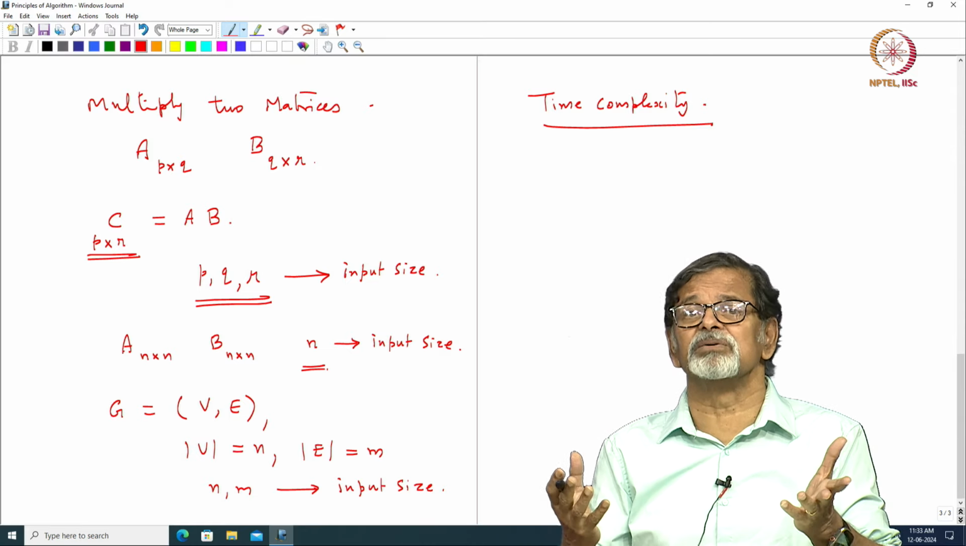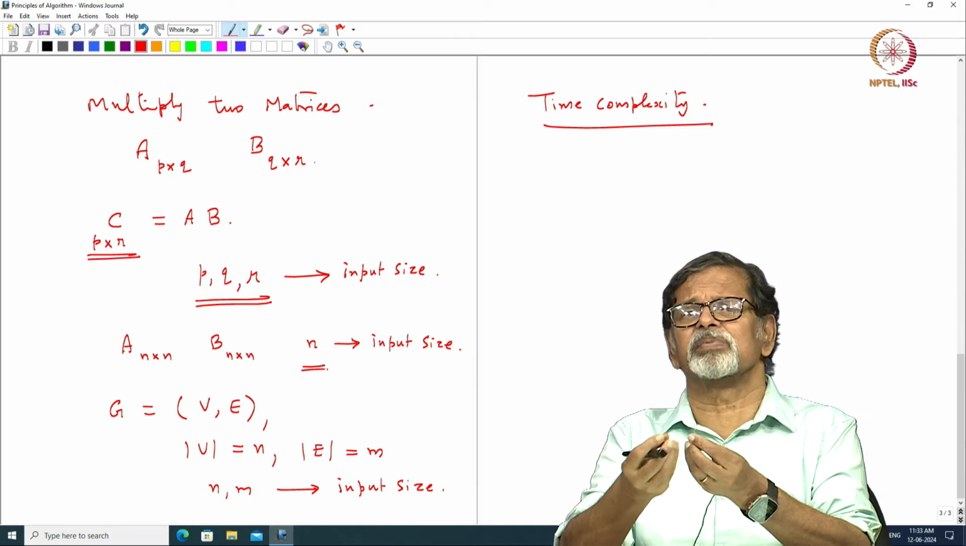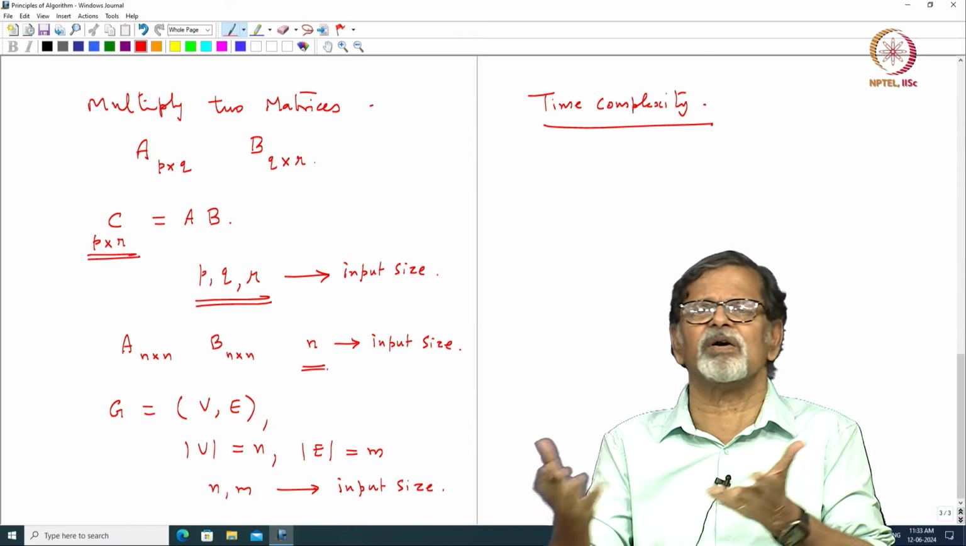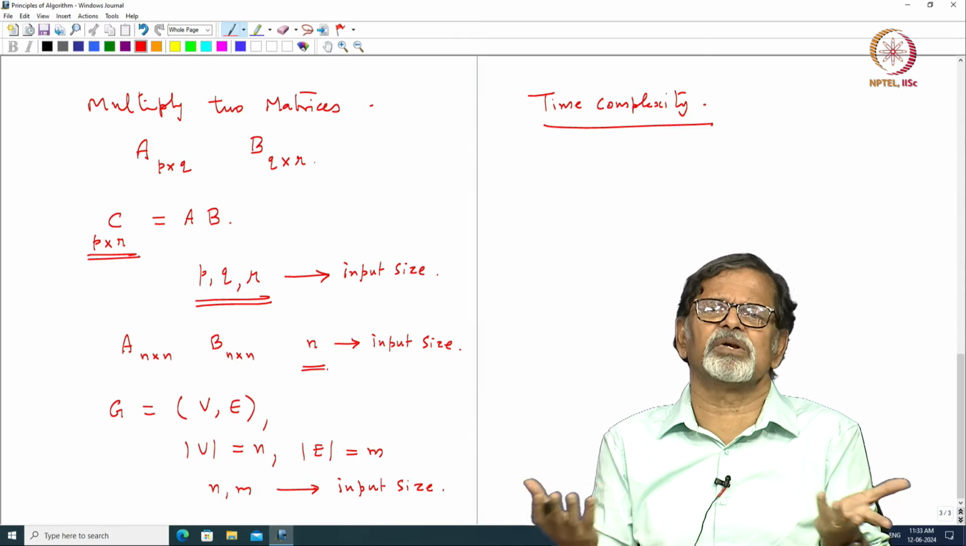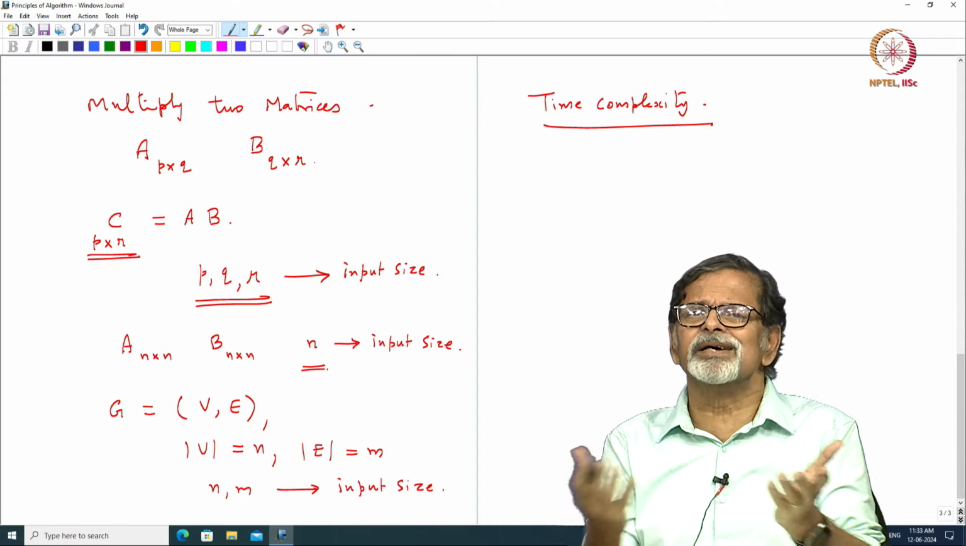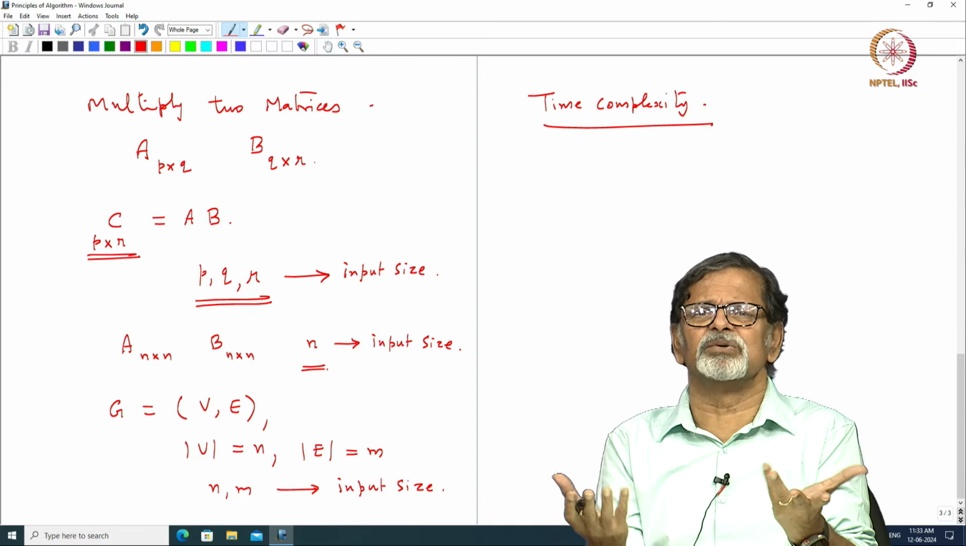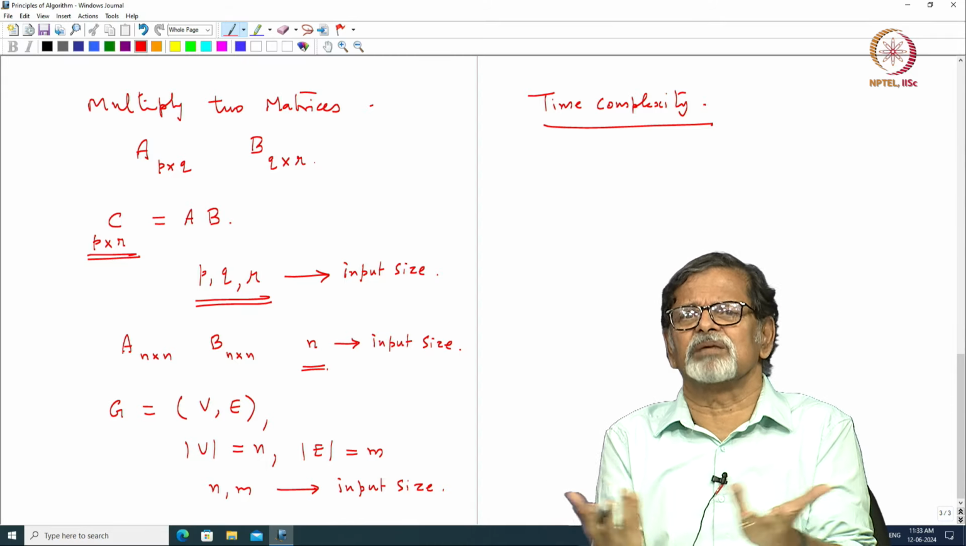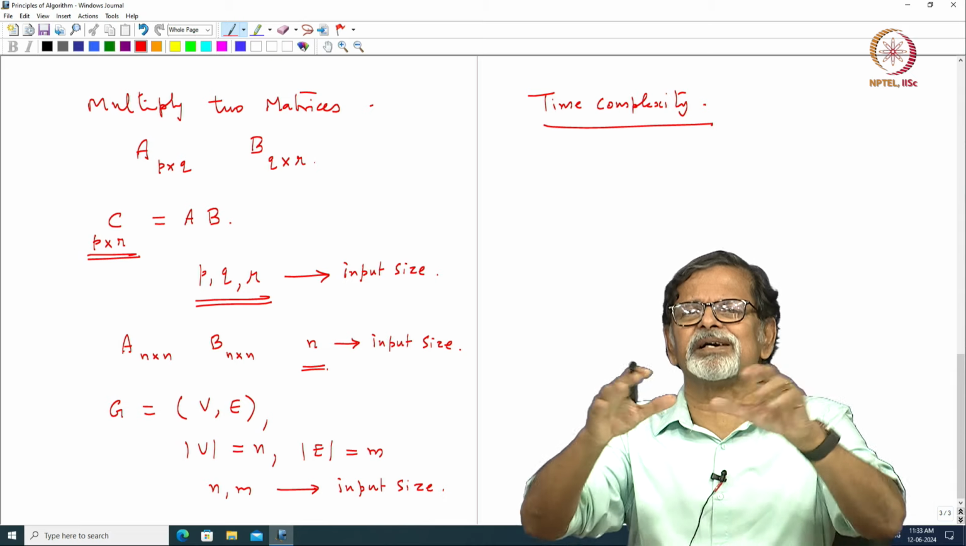But when you execute, you have to take some sample or random input and then see the performance of A and B. That is the only option. So you can have a table of running times, and then you may come to some conclusion, but that may not be a correct conclusion.